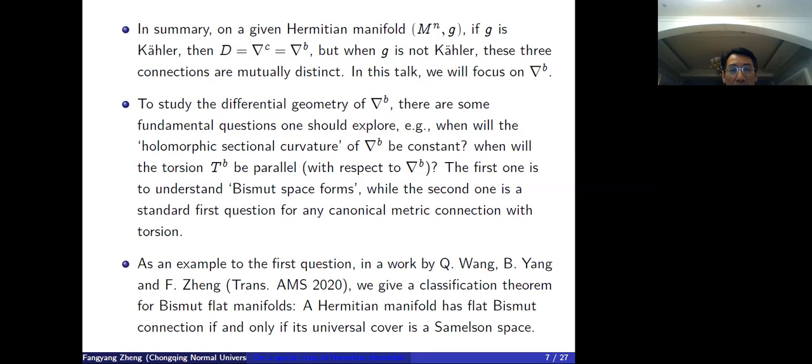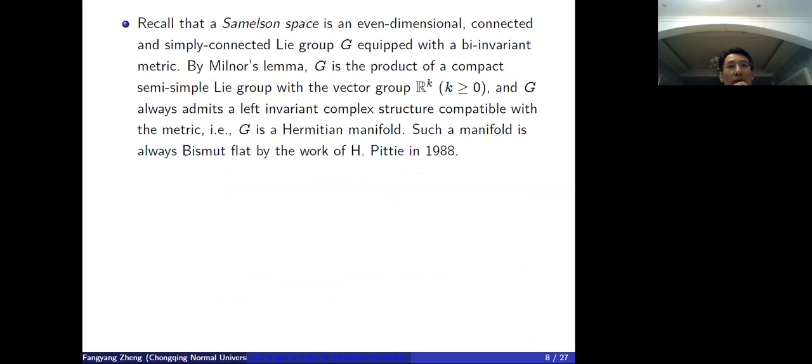So in a joint work with Qingsheng Wang and Bo Yang, a couple of years ago, we gave a classification theorem for compact Bismut flat manifolds. So basically, we claim that it's just Samelson spaces and their quotients. So let's recall Samelson spaces. It's just an even dimensional Lie group equipped with a bi-invariant metric. So basically, it means a compact Lie group, maybe with a product by a vector group.